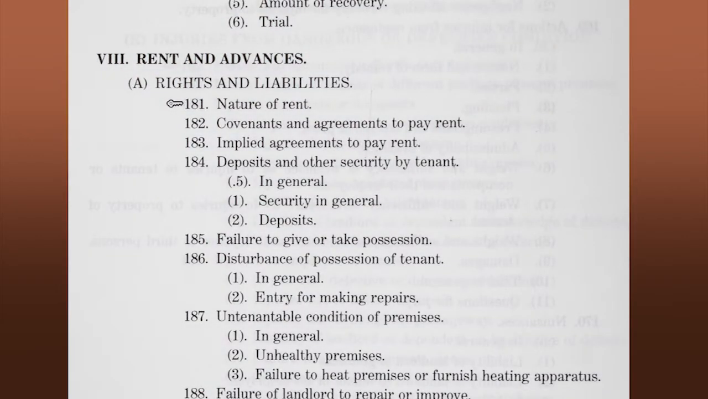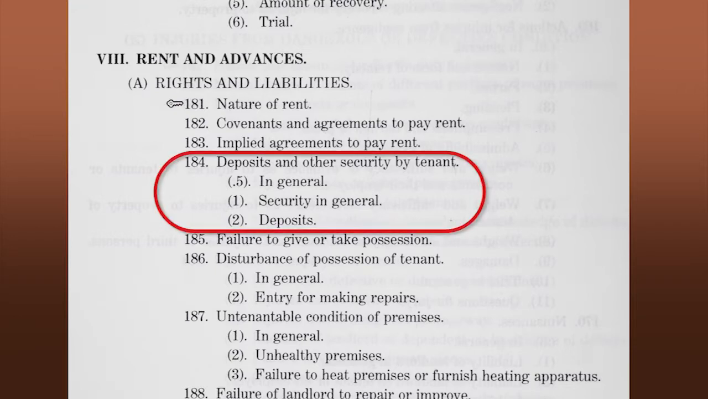We would start with this major subtopic first in the detailed outline. Scanning the detailed outline under Section 8 and key numbers 181 through 274, we see that key number 184 is listed as deposits and other security by the tenant. As with the descriptive word approach, we would then go to the page with key number 184 to review the case headnotes.